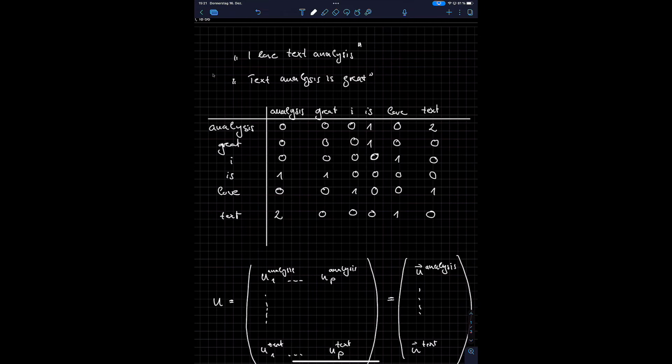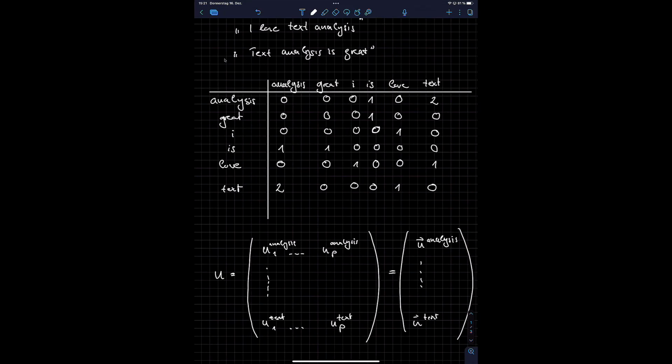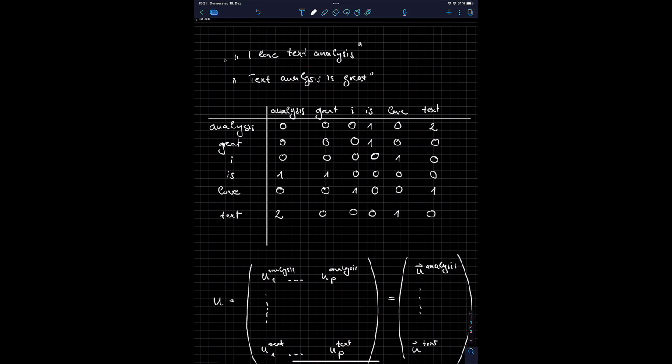So think about that we have two documents given by those two sentences here. So, I love text analysis and text analysis is great. Okay, so if you would like to generate word vectors out of this corpus here, according to the GloVe approach, then technically what we need to do first is to build the co-occurrence matrix. And here, for instance, let's assume we're using a so-called window size which is equal to 1, and we are looking to the left and to the right.